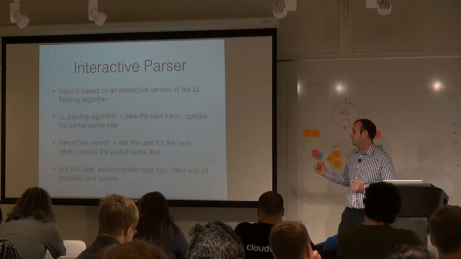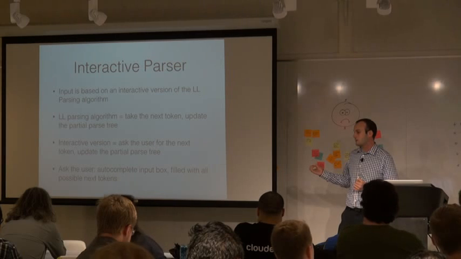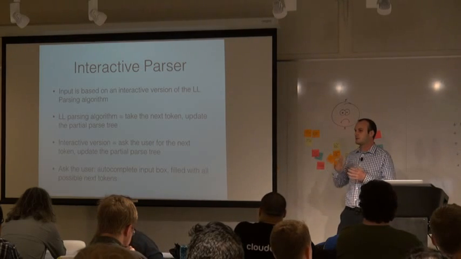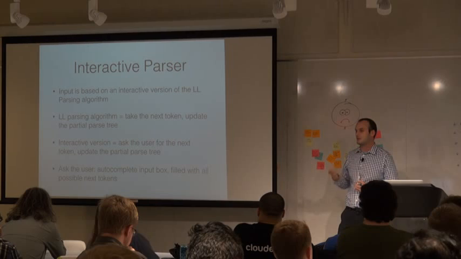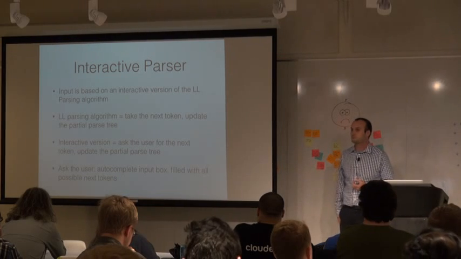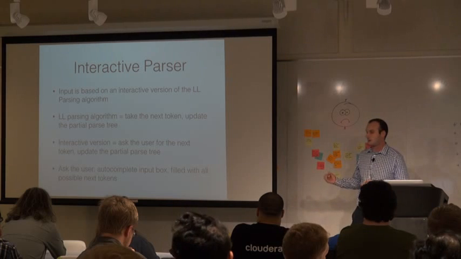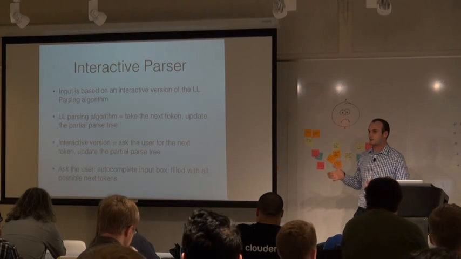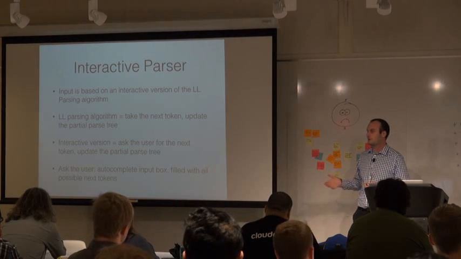The interactive version, you simply use the same algorithm. You find the same tokens that could come next, but instead of trying them out, instead of trying to parse that out of the stream of text, you just ask the user, what's the next token? And what this is as a UI is a sort of autocomplete input box. So you can type in tokens like a semicolon or a brace or a string or a variable.